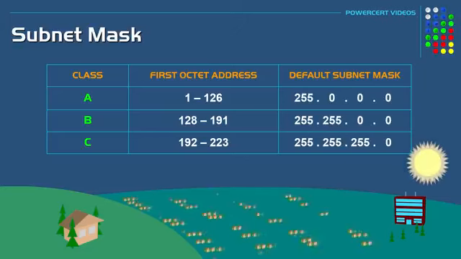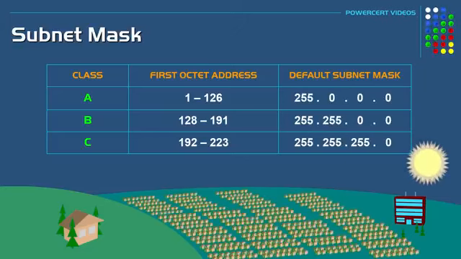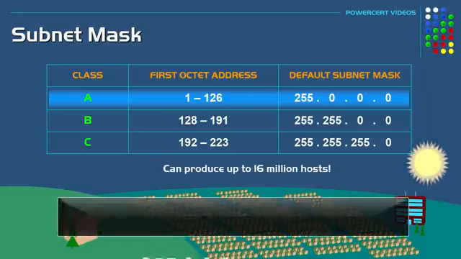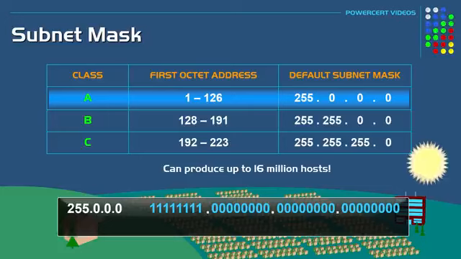So if an organization has a very large amount of hosts, they will need a Class A IP address. A Class A IP address can produce up to 16 million hosts. So as you can see, in a default Class A subnet mask, the host part is very large. 3 octets are used for hosts, which is why it can produce so many. An example of an organization that would need this many hosts would be something like an internet service provider, because they would need to distribute millions of IP addresses to all their customers.